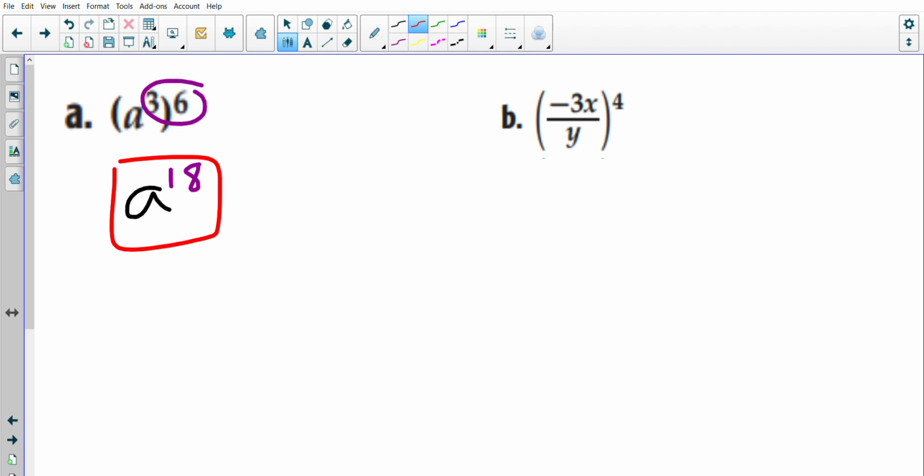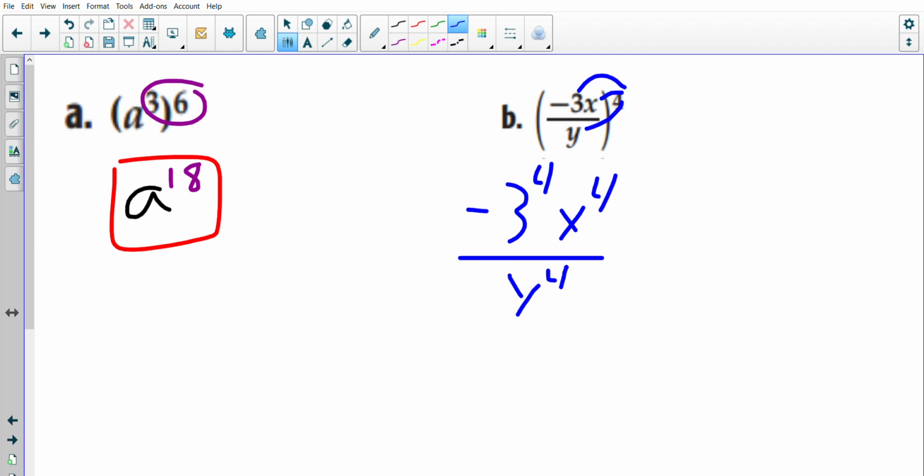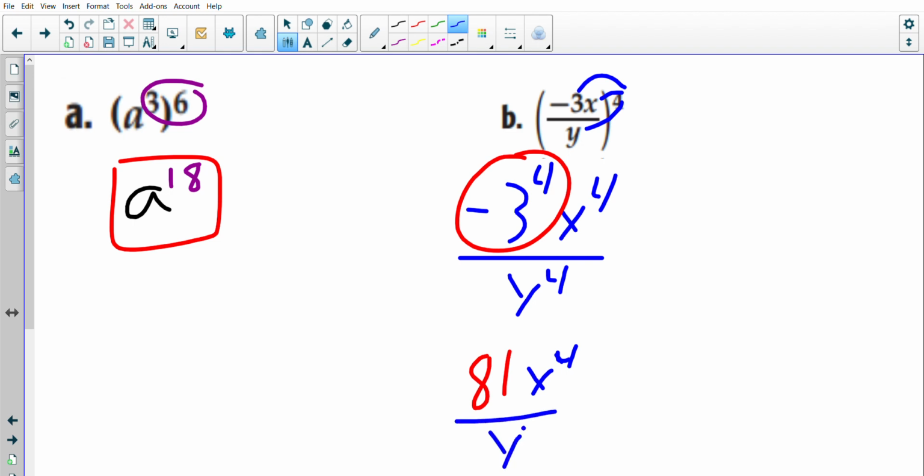So now, the next one, we have negative 3 times x over y, to the 4th. So that 4 gets distributed onto everything on the inside. So we get negative 3 to the 4th, x to the 4th, over y to the 4th. Well, we can simplify that negative 3 to the 4th, that is 81. And then the rest, there's nothing to do. So we have 81 x to the 4th over y to the 4th. And that's it.